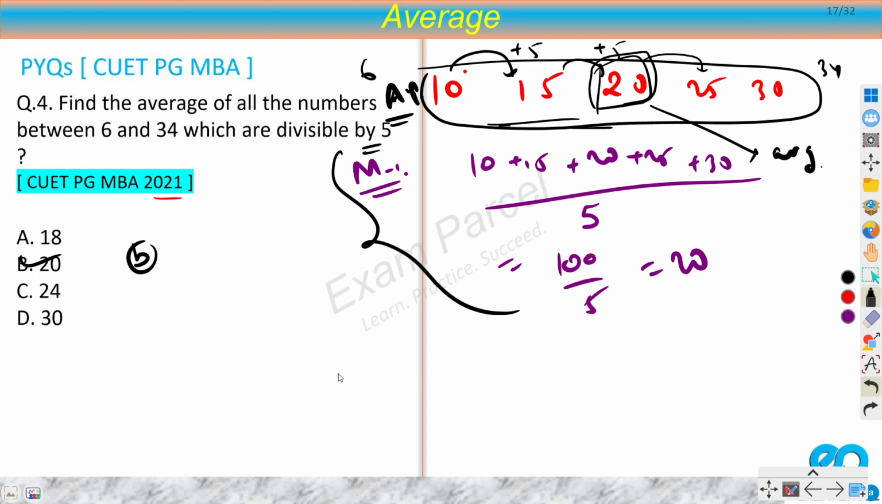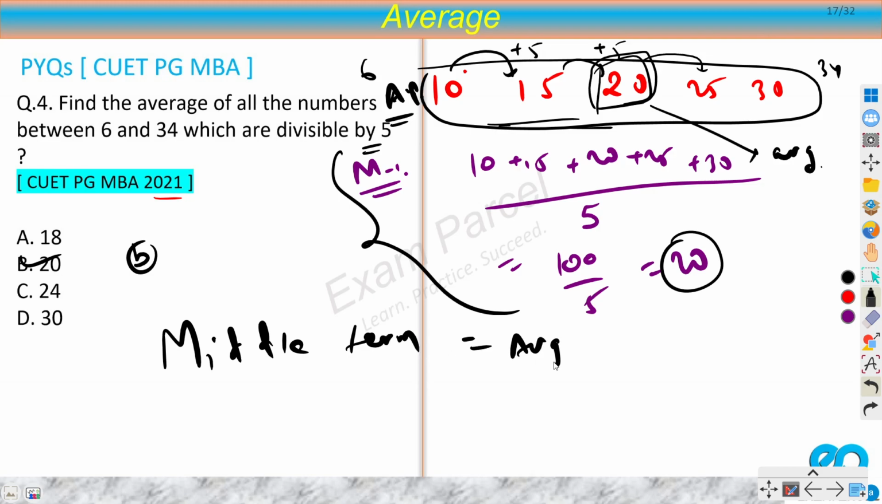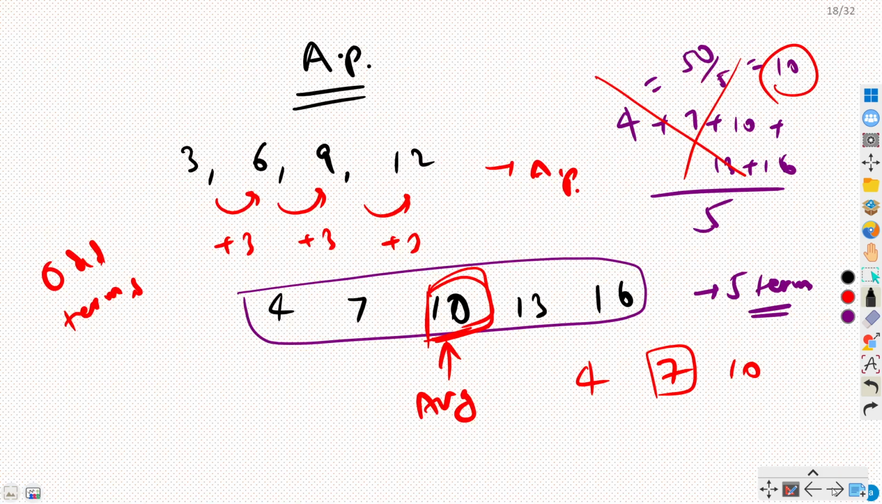So you notice here, you calculated this value, but we got directly this value. So for an AP, if we have an odd number of terms, then we can say that my middle term is the average. My middle term is the average, or mean, whatever you want to say. So I hope this was clear to you. This is a very easy question.